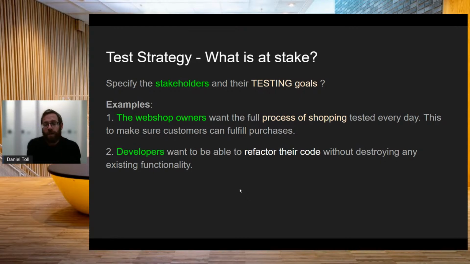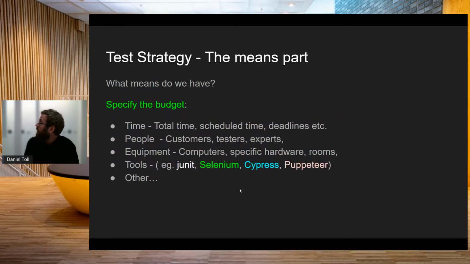The second one, to refactor their code without destroying existing functionality, that could be realized through different things. But in order to understand what we're going to do, we need to understand the means. And the means, I think of it as a budget. So you have time, for instance, in the budget. So we have a week of 40 hours or something like that we can work on this.